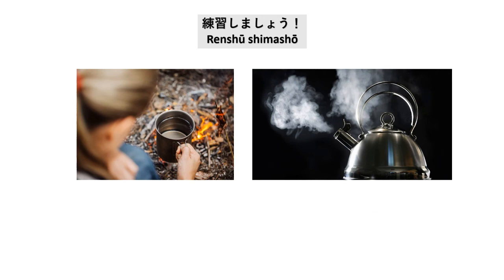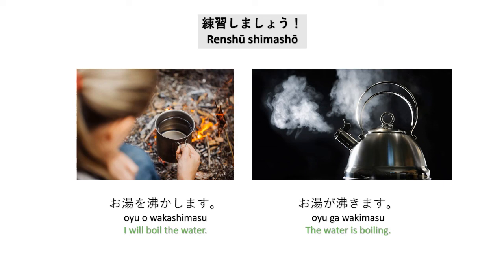And next we have the last one. Oyu o wakashimasu. So wakashimasu is a transitive verb. So somebody boils something. So wakashimasu comes from wakasu, a transitive verb. And the other is oyu ga wakimasu. The water is boiling. So here we have an intransitive verb. It comes from waku. Wakimasu. Oyu ga wakimasu. The water is boiling.